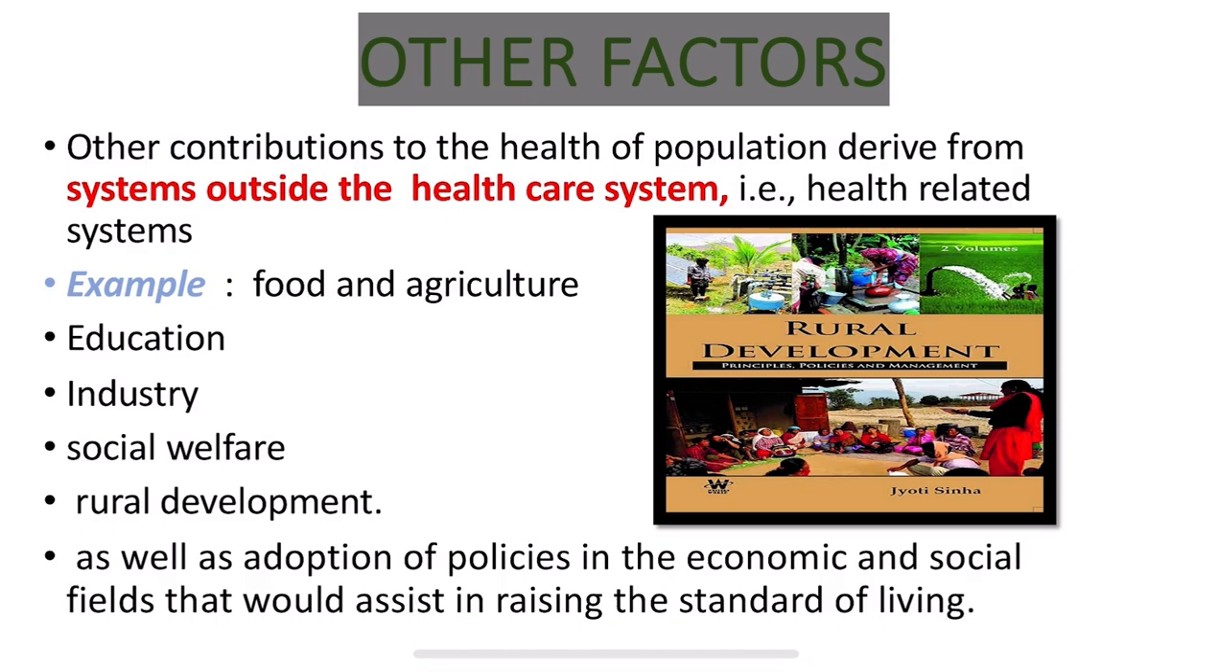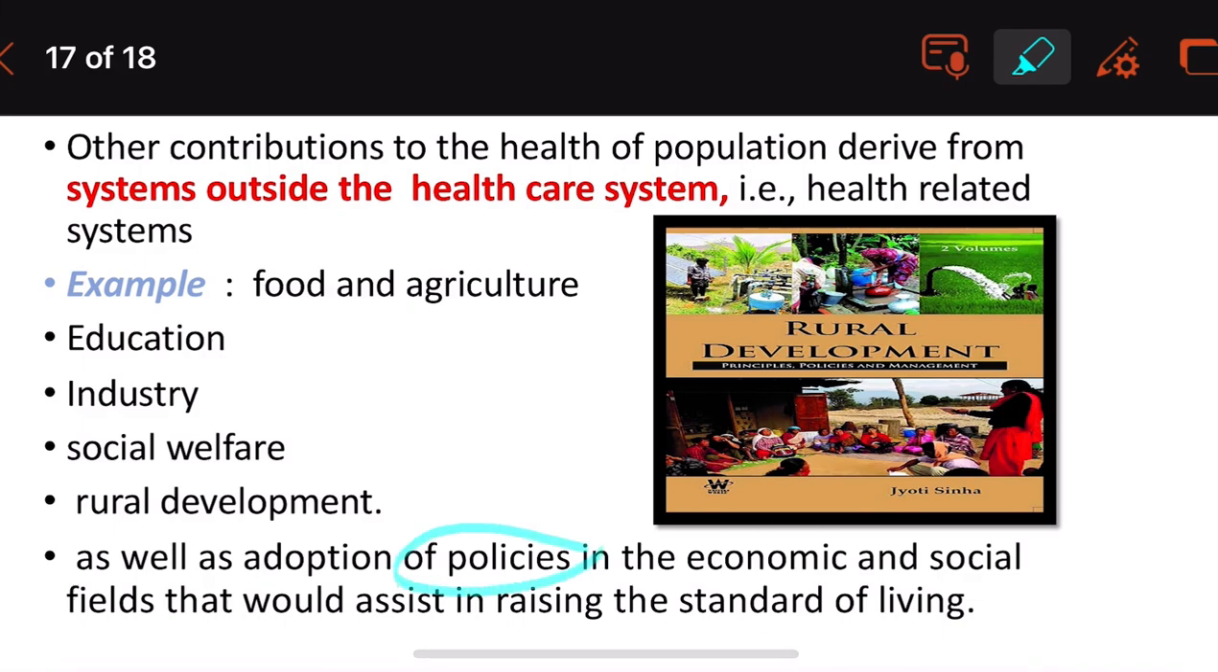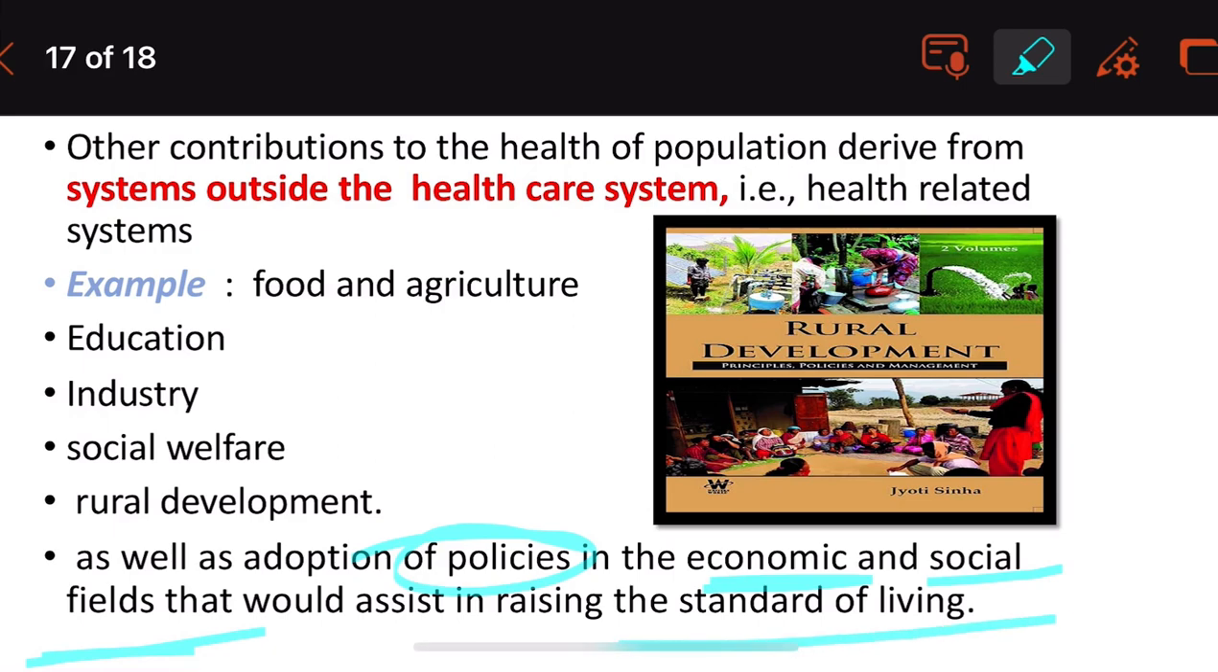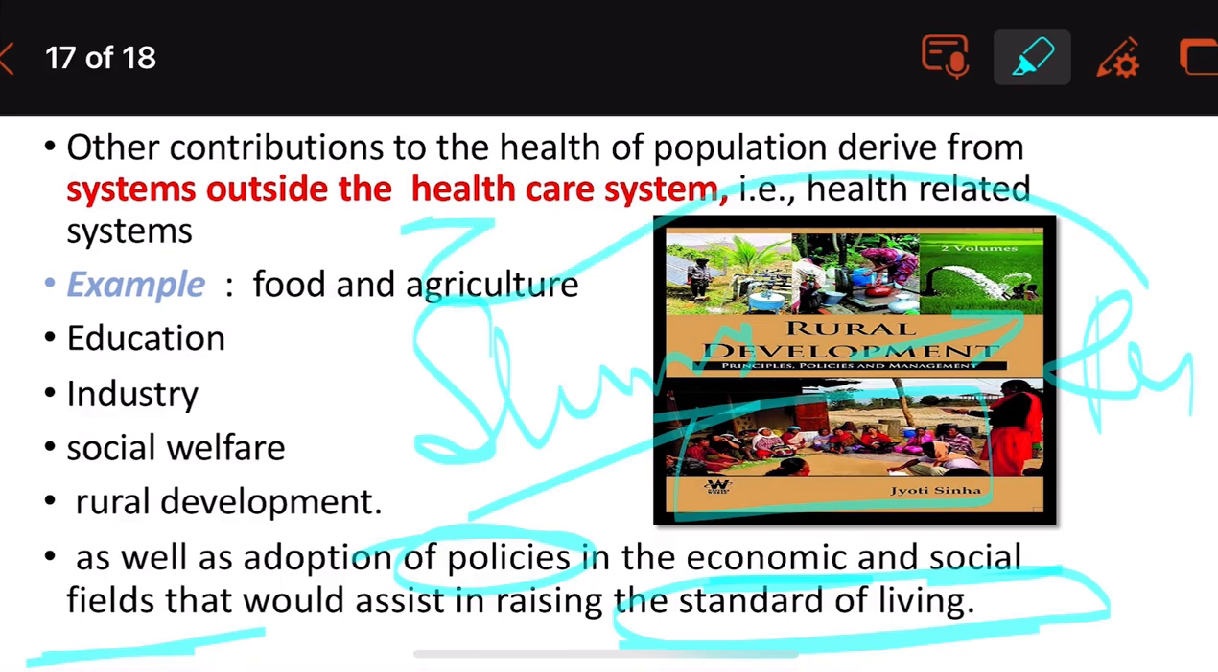In the second place, education, like we dealt earlier, industry, social welfare, and rural development, as well as adoption of policies in the economic and social fields would assist in raising the standard of life. If we bring in the policies in the economic and social fields, so that a betterment of the living of the people can be done, the standard of living, the rural areas, the slums can be converted into something good. So the development of the slum areas, rural areas can be done, and in turn the health can be improved.